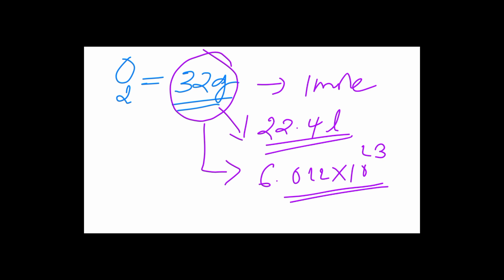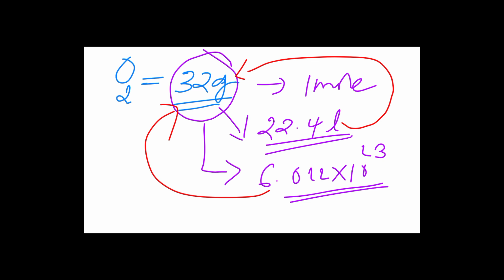In a similar fashion we can conclude that 6.022 into 10 raised to 23 particles is constituted by 32 gram of oxygen, and this 22.4 liters volume is occupied by 32 gram of oxygen. And 1 mole of oxygen is equivalent to 32 gram. If you take 32 gram of oxygen, it will occupy 22.4 liters at STP, and it will definitely contain 6.022 into 10 raised to 23 particles, ions or molecules.